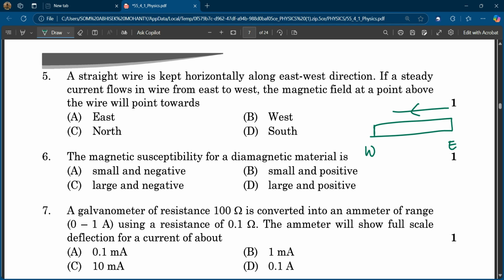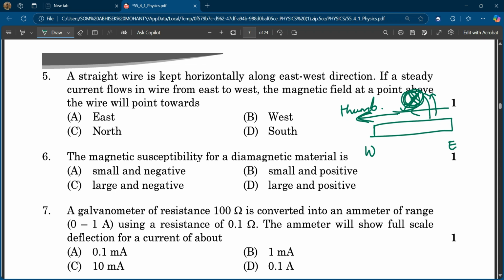Above the wire, the magnetic field. Current is from east to west. So if you use your right hand thumb rule, if I put my thumb in this direction, then my fingers will be curling inward, towards the screen. So that will be cross. Okay, so the magnetic field will be cross.